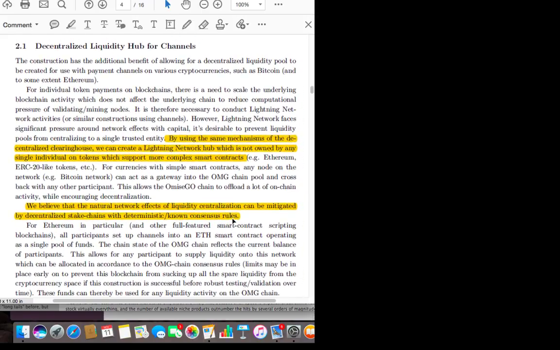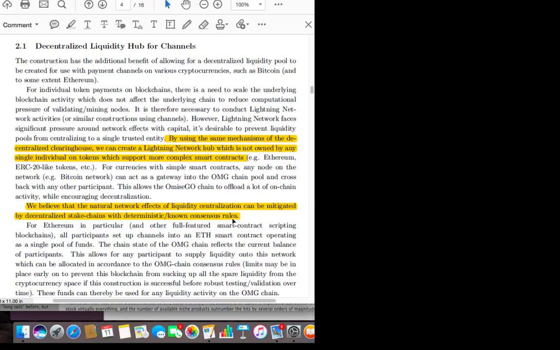So we basically are a quarter of the way through the review of the white paper. The next part goes into the decentralized liquidity hub for channels, and basically what they're getting at is that for individual token payments on blockchains, obviously there's a need to scale the underlying blockchain activity, which does not affect the underlying chain, and they're getting at the computational requirements for doing that. So they are proposing, it looks like here, to conduct Lightning Network activities using channels.